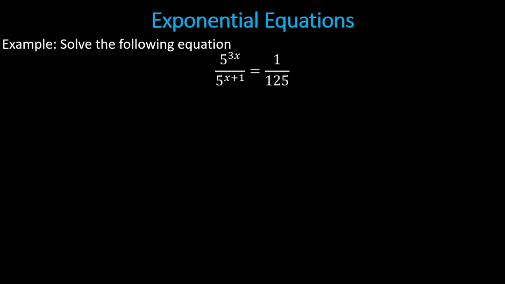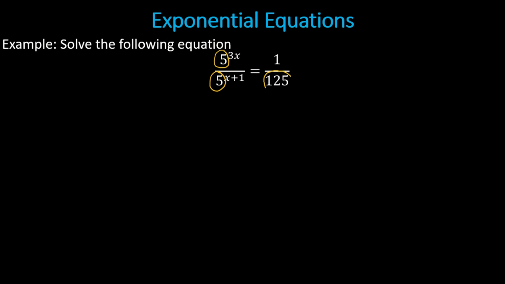Here we have 5 to the power of 3x over 5 to the power of x plus 1 equal to 1 over 125. On the left hand side we don't have any problem because in the numerator as well as in the denominator we have base 5. We can easily simplify, right? What about the right hand side?